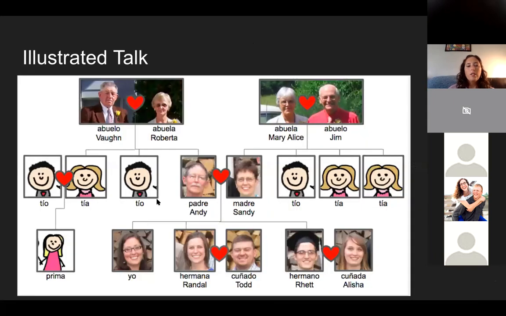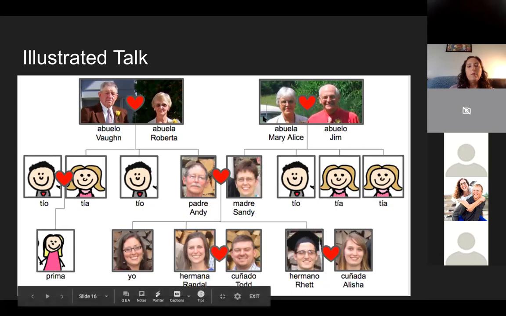So another example is an illustrated talk. This is where, as I'm drawing, I start with myself, and I draw up and explain my mom and dad. I use hearts to explain who is married to each other. Vertical lines are offspring, and I explain all of these things in relationship to me. So this is my sister and my brother-in-law, my brother and my sister-in-law, and my grandparents.